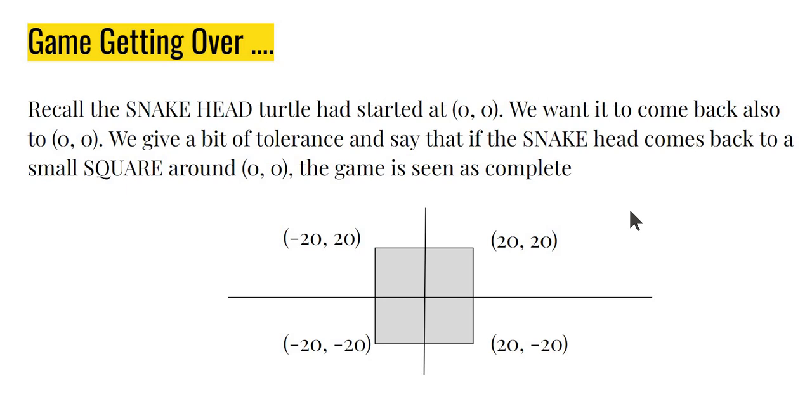Before I wrap this up, I just want to emphasize how we have ended this game. Remember, the snakehead turtle had started at 0, 0. We wanted to come back there, but all we have done is to give a little bit of tolerance. So anywhere in this square, if the turtle touches any of these points in the square, this is 0, 0, 20, 20, 20, -20, the game is seen as complete, which is quite reasonable. And the abs statement is doing that magic.